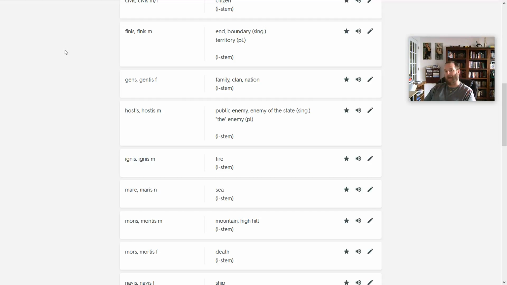Finite means something that can have a boundary, right? Finite means it doesn't go on forever. It has an end, it has a boundary. So those are a couple good derivatives here for finis.